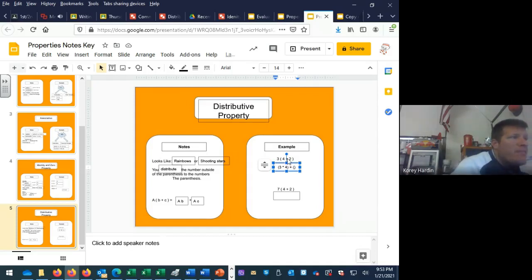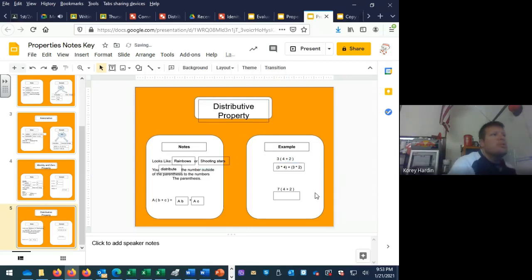I have to be fair, and I've got to distribute to the 2. If you don't give the 2 the 3 as well, the 2 gets mad, and it's just a bad story. Yeah, we don't want to go there. We don't want to hurt any feelings. So you have to distribute to the 2 as well. So you've got 3 times 4 and 3 times 2.